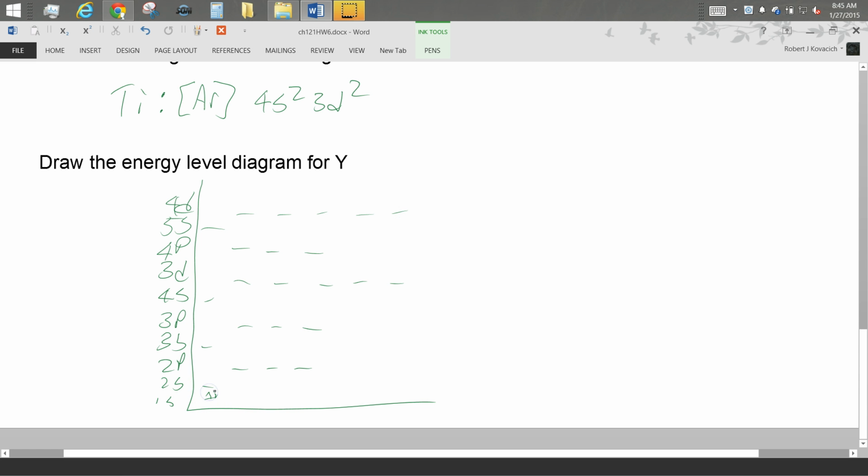And so up, down, up, down, up, up, up, down, down, down, and so on, filling each orbital. Nope. Bad. Up. We good with that? Yeah.